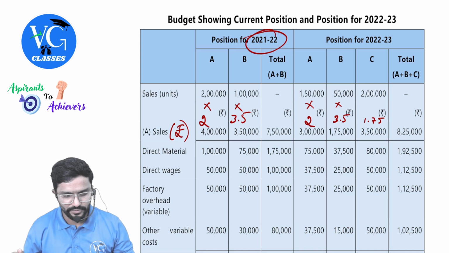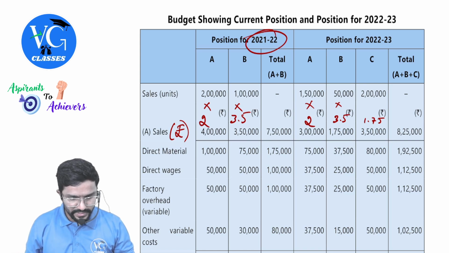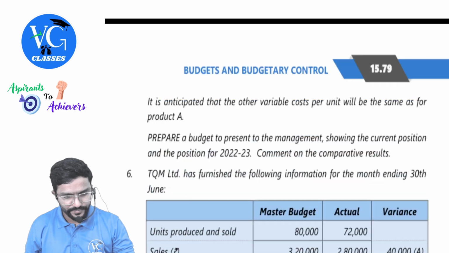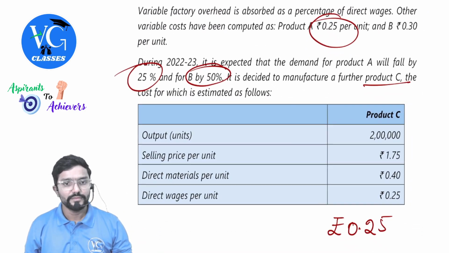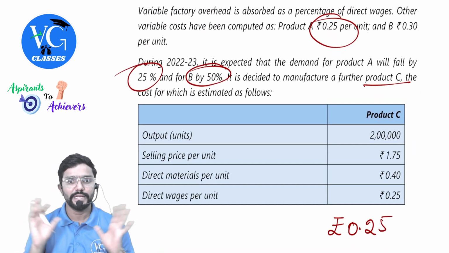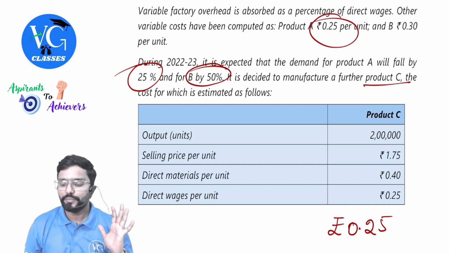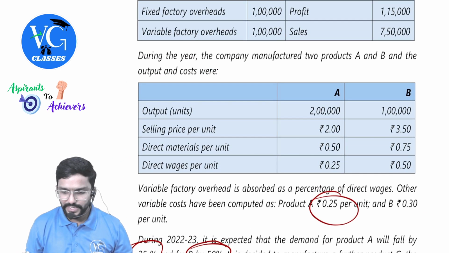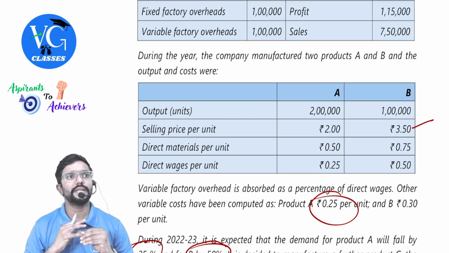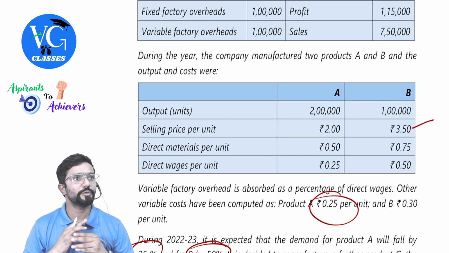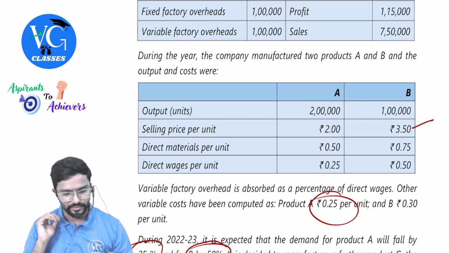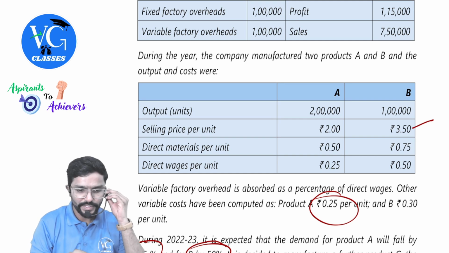One second, I will just observe. Is there any increase or decrease in selling price? Only sales will fall. Selling price will not change. Only the new product is 1.75. That means the same selling price as 2 rupees and 3.50 rupees. Same selling price. Okay, sir.